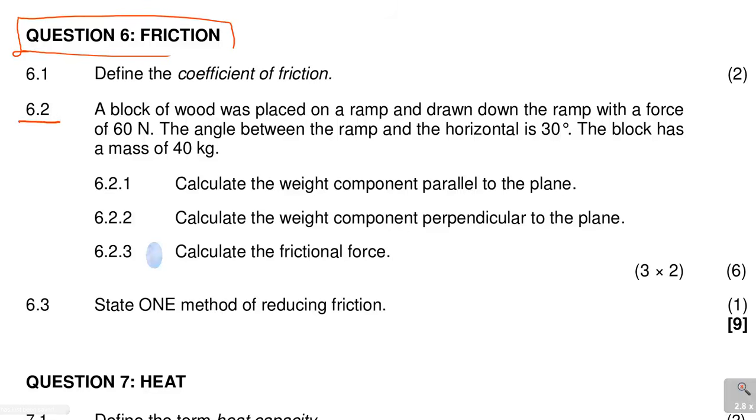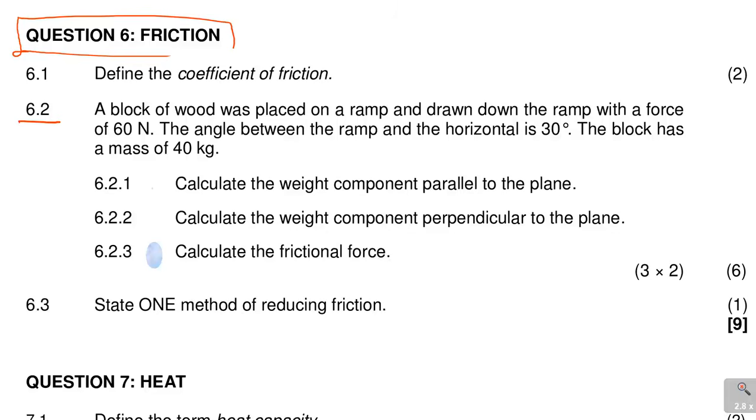Now 6.2 says a block of wood was placed on a ramp and drawn down the ramp with a force of 60 newtons. The angle between the ramp and the horizontal is 30 degrees. The block has a mass of 40 kg. Now let me just read through the questions to get an idea what they are about. Number 1, calculate the weight component parallel to the plane. Number 2, calculate the weight component perpendicular to the plane. Number 3, calculate the frictional force, as well as 6.3, state one method of reducing friction.